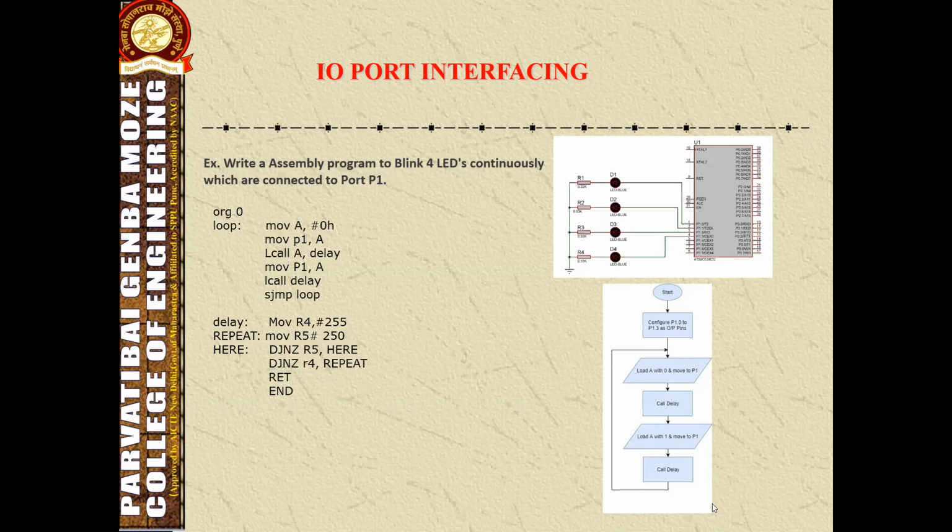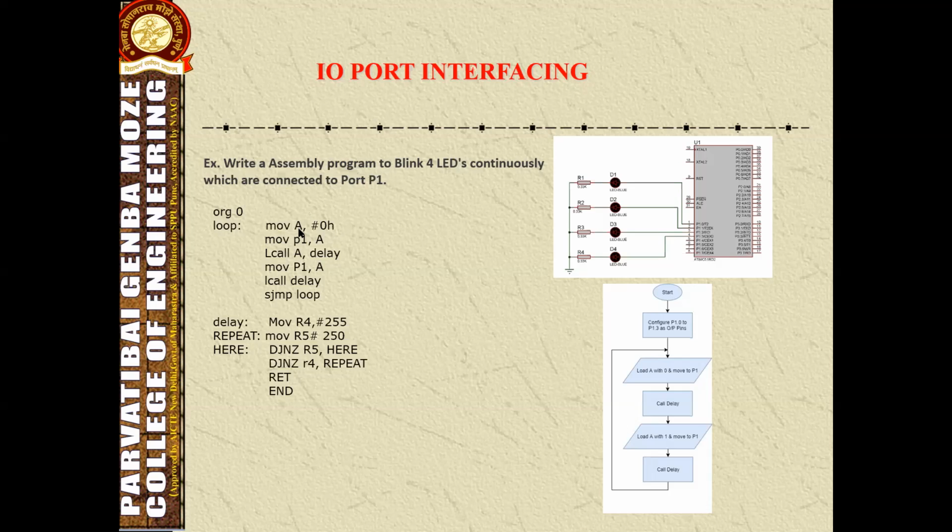So for such a flow, we have to write the code. See here, assembly language programming here. ORG means starting the program at a particular memory location, 000H. We are going to start writing the program from memory location 000H. Then we write an instruction like MOV A, #00H. MOV A, #00H means the immediate value 00 is loaded into the accumulator A.